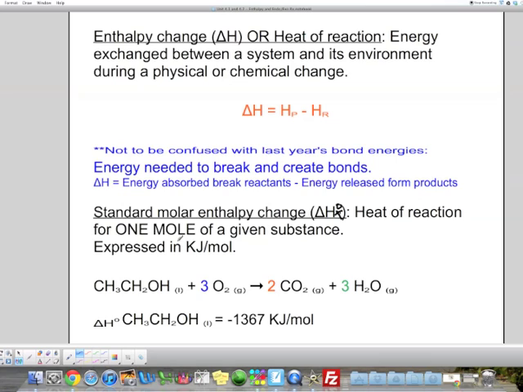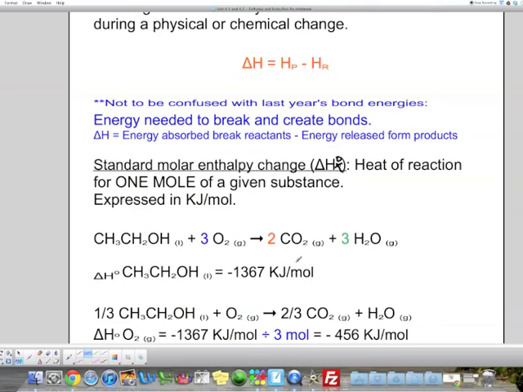Again, we want a reference point. So we will always try to compare to 1 mole of a substance within a reaction. What do I mean by this? So let's take a look at this one. So we have a reaction equation here. So we have a hydrocarbon that will burn, that will react with oxygen. So 1 mole of CH3CH2OH. Sorry, this is an alcohol.